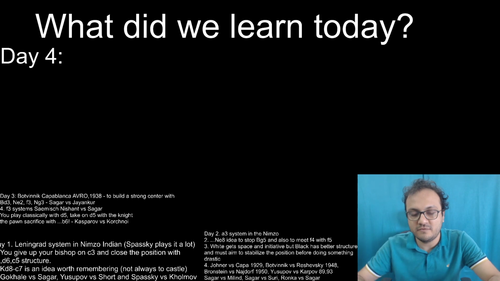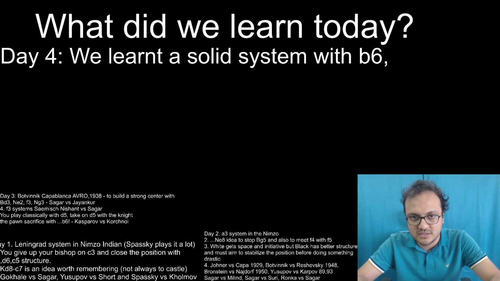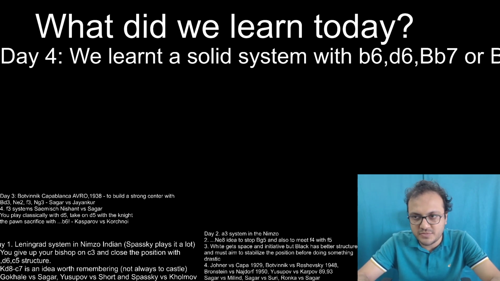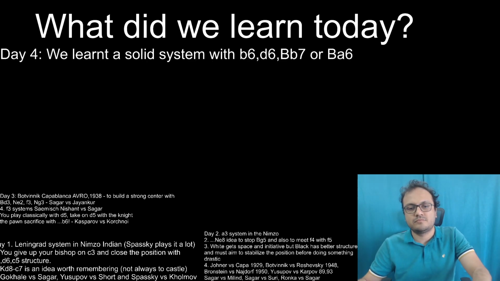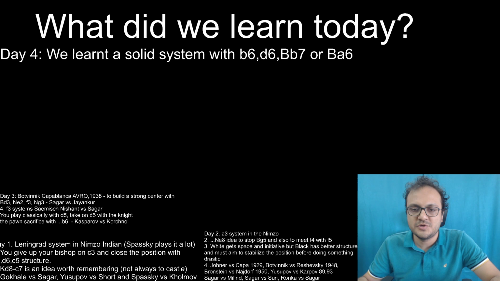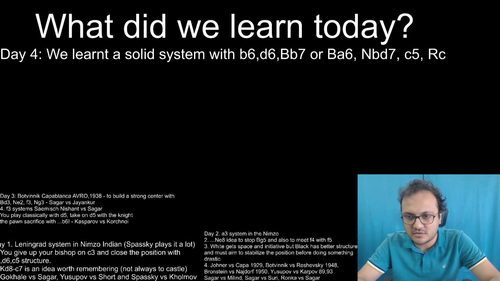Okay, what did we learn? First of all, we learned a solid system with b6, d6, bishop b7, or bishop a6, knight bd7, c5, rook c8.